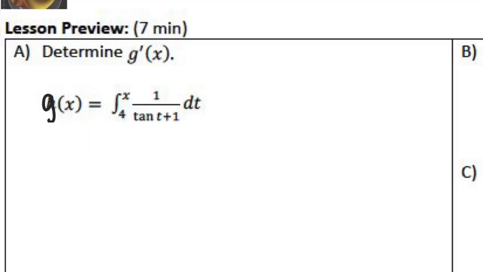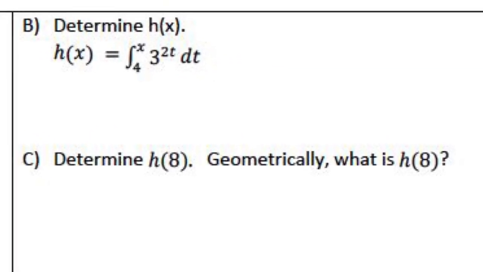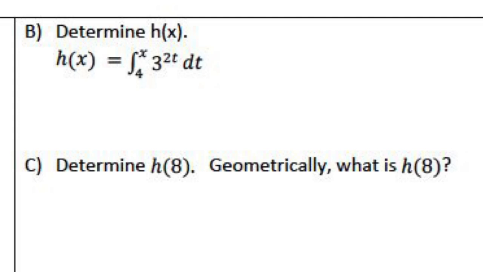For today's lesson preview, you were reminded of the second fundamental theorem of calculus, and g prime of x is 1 over the tangent of x plus 1. Because your upper limit was x and the derivative of x is 1, you get 1 over tan x plus 1. For question B, you were asked to determine h of x.